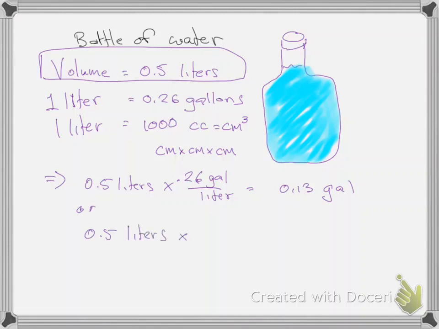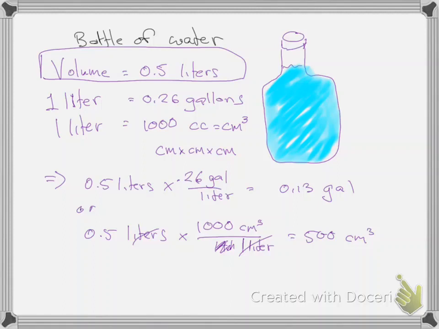Or we can do 0.5 liters, and we can multiply that by 1,000 cc's, or cubic centimeters, it's the same thing, over 1 liter. I keep writing it wrong. Okay, try again. The liters cancel, and we're left with 500 cubic centimeters. Okay, so half a liter is 500 cubic centimeters.